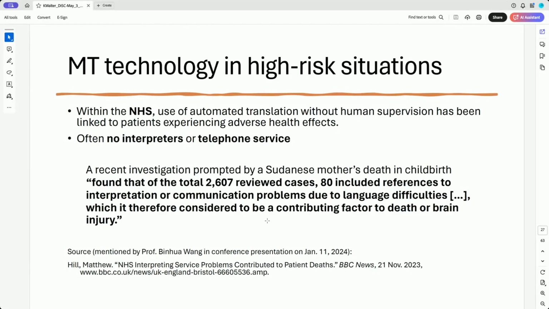This is a BBC News report from November 2023. It is said in this report that there are often no interpreters these days, or after the COVID pandemic, there has been a habit of only using a telephone service, and this has also been linked to communication difficulties. So apparently a recent investigation prompted by a Sudanese mother's death in childbirth found that of the total 2,607 reviewed cases, 80 included references to interpretation and communication problems due to language difficulties, which it therefore considered to be a contributing factor to death or brain injury.